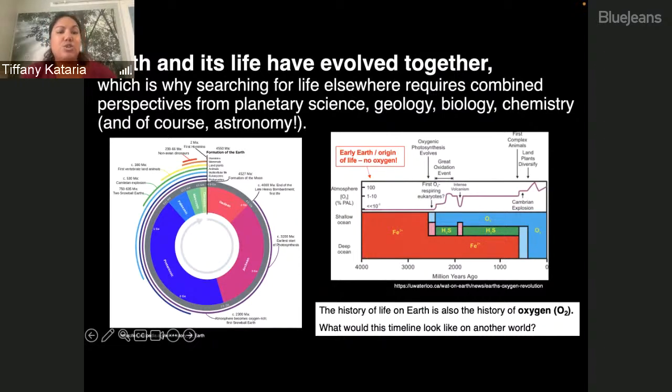I would say that the history of life on Earth is also tied to the history of oxygen. So over here on the right is another cartoon showing the rise of oxygen over geologic time. I'm sure you've seen a version of this at various points, maybe in Vicky's talk yesterday. And so here I just want to point out that the origin of life took place in a time when there was no oxygen present. And so Earth evolved oxygenic photosynthesis, and other life evolved in the context of that rise of oxygen. And so the question I would like to pose is, what would this timeline look like on another world, be it in the solar system or outside of it on an exoplanet?